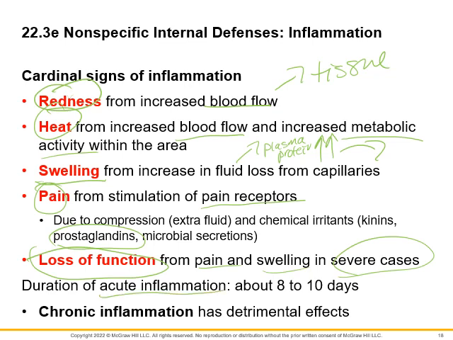So acute inflammation, 8 to 10 days. If you have chronic inflammation, this has detrimental effects, right? Long-term inflammation of tissue can cause damage to the tissue, damage to the blood vessels.